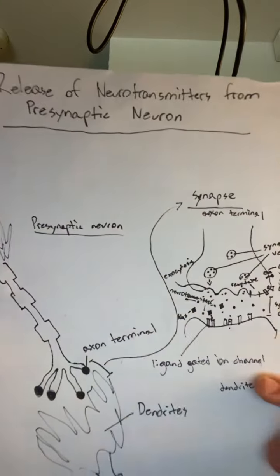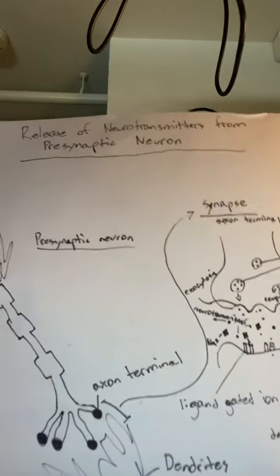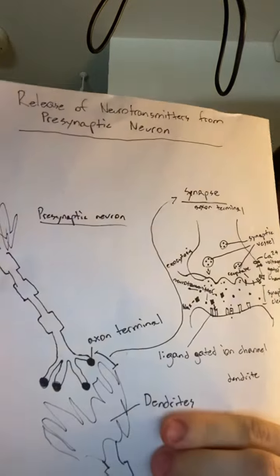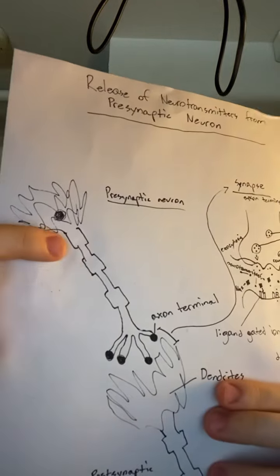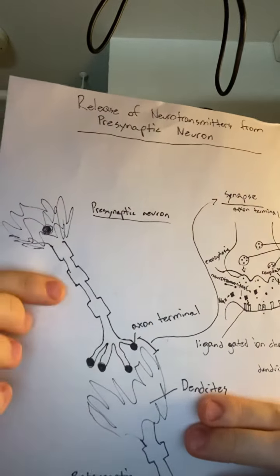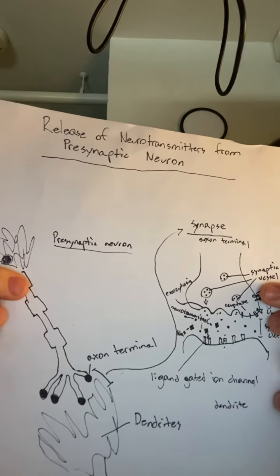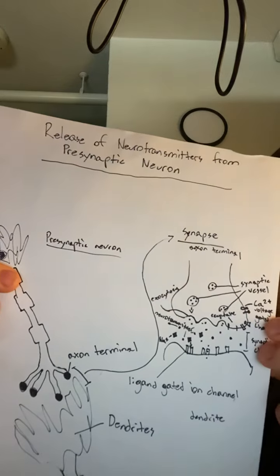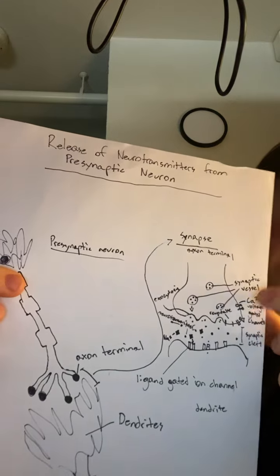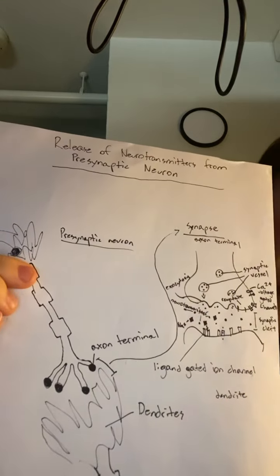Basically, the release of neurotransmitters from the presynaptic neuron happens when the action potential from the axon, which is here, reaches the axon terminal and then activates calcium voltage gated channels, which are right over here. Once these channels are activated, calcium from outside the presynaptic cell enters the axon terminal of the presynaptic cell.